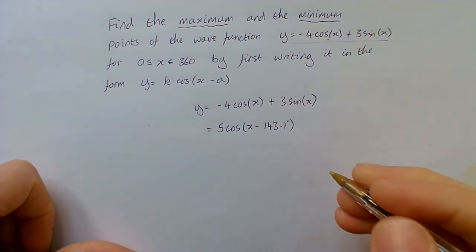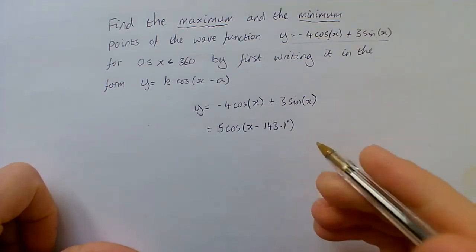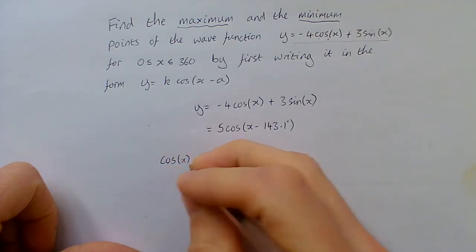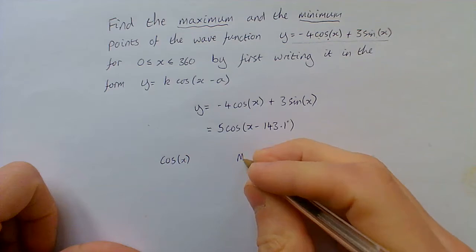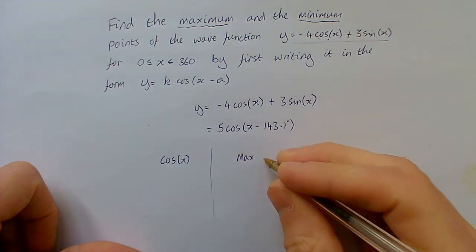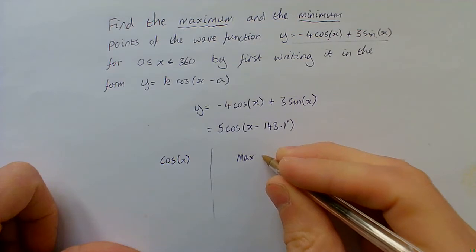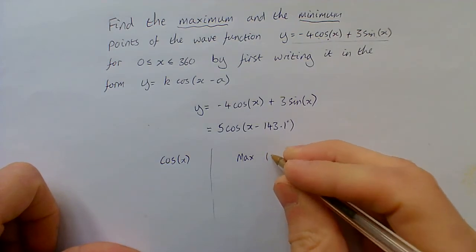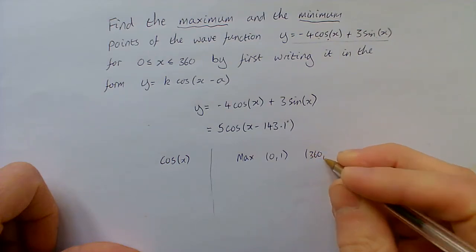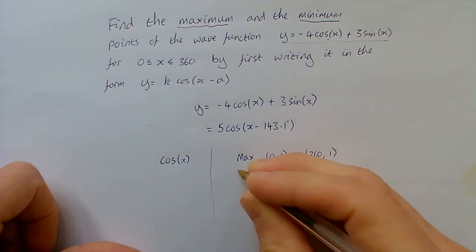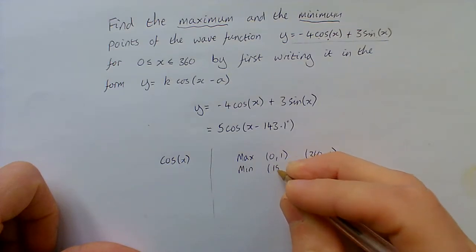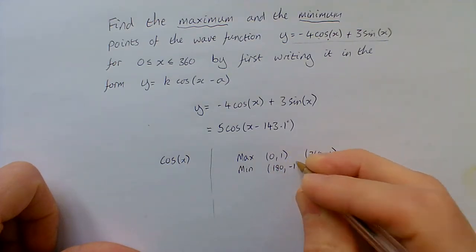Next thing, we need to find the maximums and the minimums of this. Well, we've just been through a video on doing that. So first thing I'm going to do is lay out cos x. Well, it has maximums. I might even make a wee table out of this. Maximums at 0, 1 and at 360, 1, and it's got a minimum at 180, minus 1.